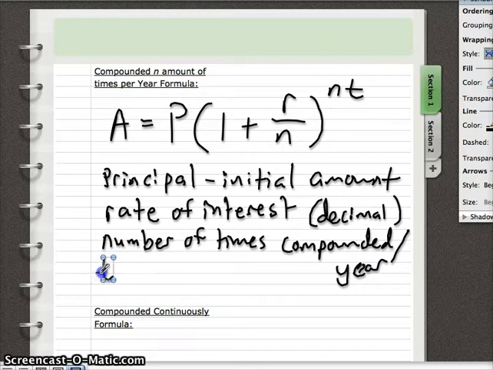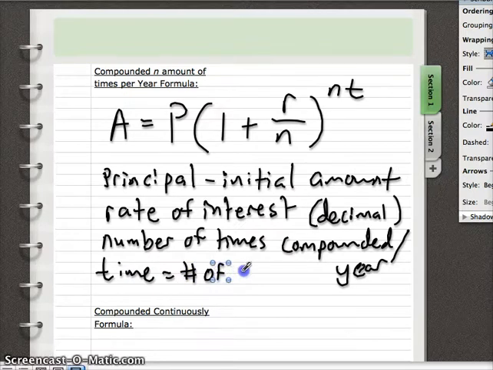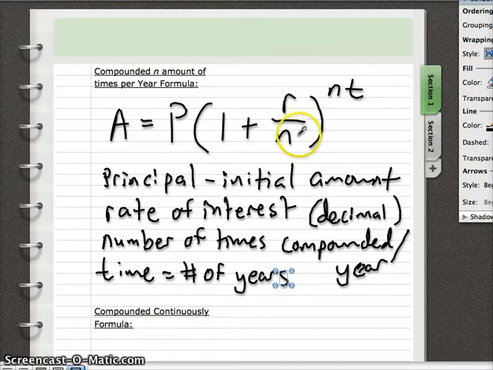T is going to represent the time, or really what it represents is the number of years that this is happening. So N is going to represent how many times it happens per year. T is going to represent how many years it happens. And you should be given all of those values in a word problem. So if you can substitute your values correctly, convert a percentage to a decimal correctly, and then use your calculator correctly, these should be fairly easy problems to do.